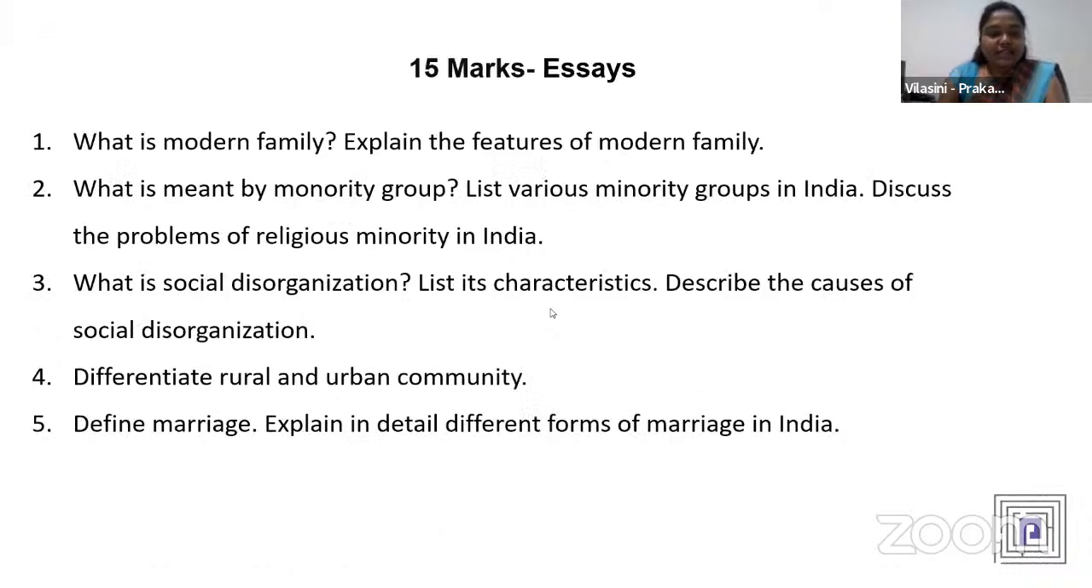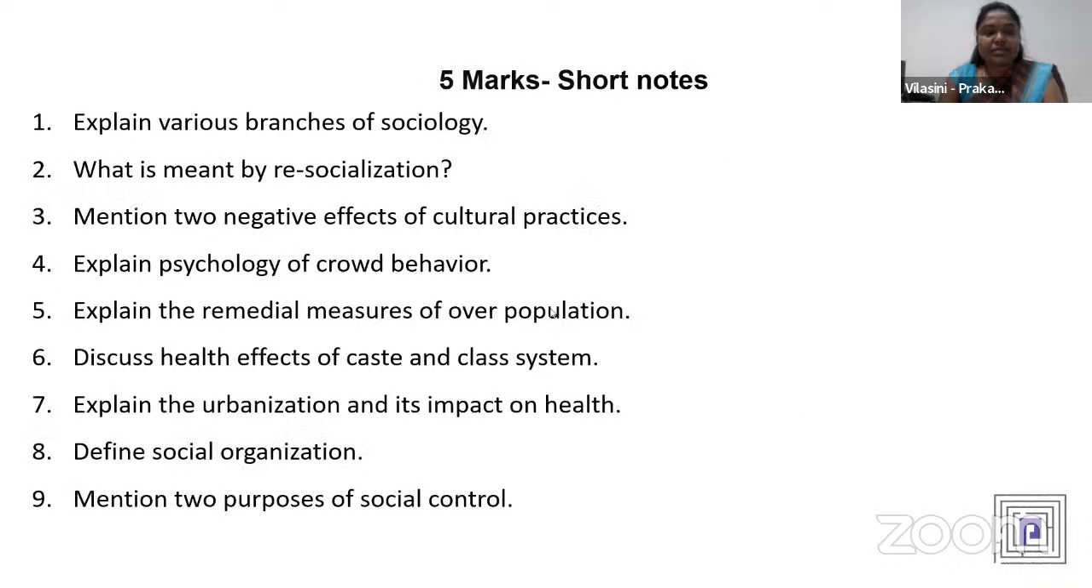There are even other essays like the modern family and features of the modern family, what is a minority group, minority groups in India, problems of religious minorities in India, what is social disorganization, list the characteristics and the causes of social disorganization. Then differentiate between rural and urban community, and define marriage and explain in detail the different forms of marriage in India. Then the branches of sociology can be explained, like how sociology and psychology are related, and how sociology and history and economics are interrelated. So these are the branches of sociology.